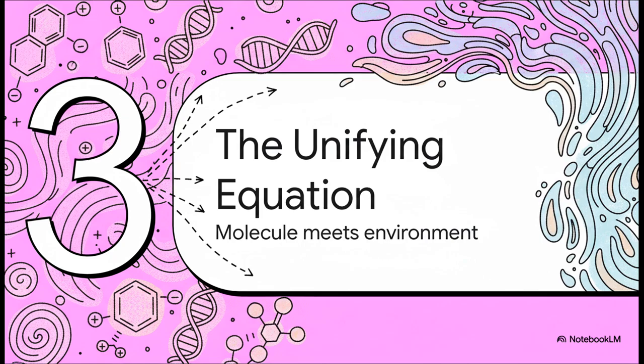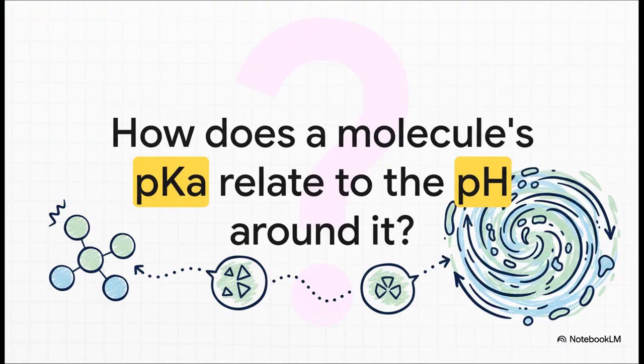And this, my friends, is where it all comes together. We have the molecule's internal personality. It's pKa. We have the character of the external world it lives in. It's pH. So now it's time for the main event. What happens when these two finally meet? So the crucial question really is this. How does a molecule's fixed, unchanging pKa actually relate to the constantly changing pH of the world around it? I mean, how do these two numbers even talk to each other?